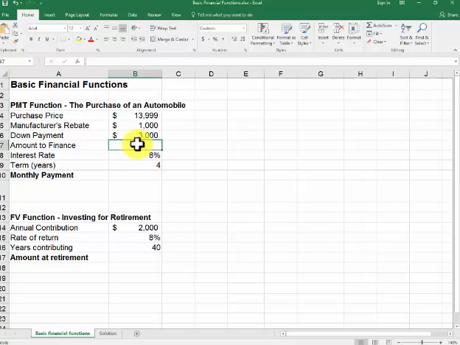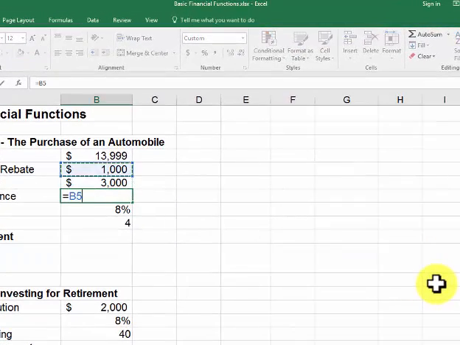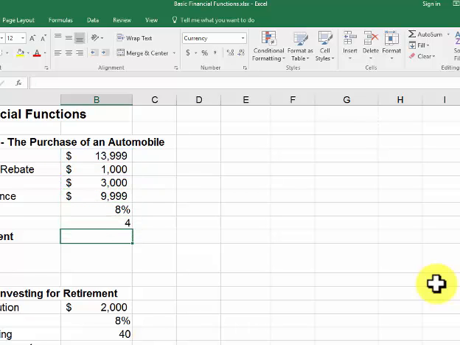First thing we need to do is to determine how much we're financing. We know what a rebate and a down payment are, so we're doing a simple subtraction here: purchase price minus rebate minus down payment. So it's $9,999 that we're financing. We're paying for this at 8% over 4 years.